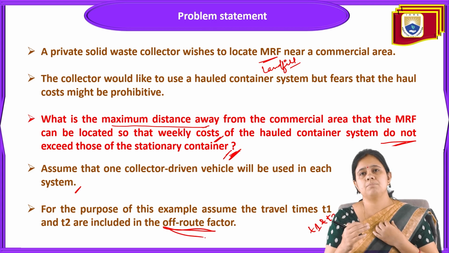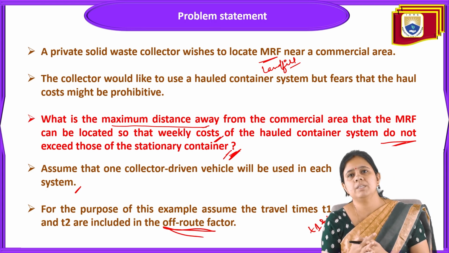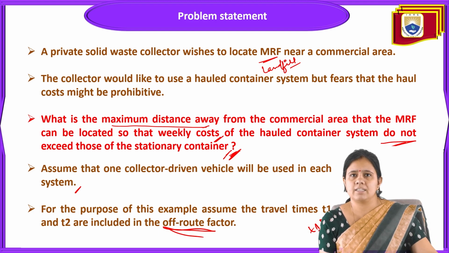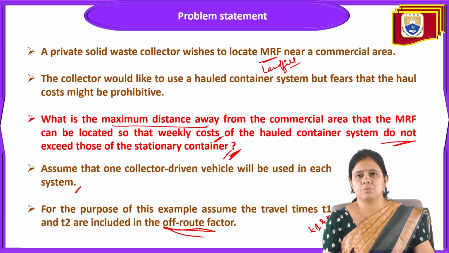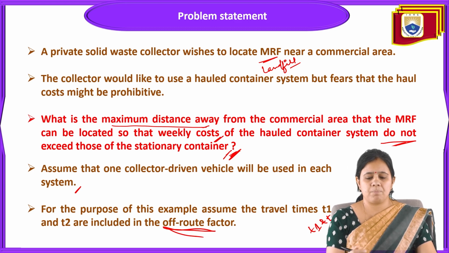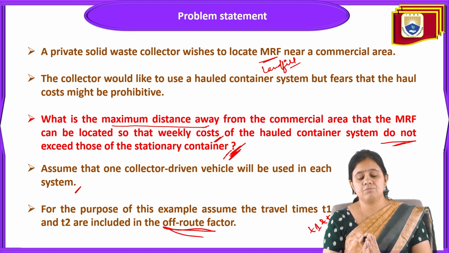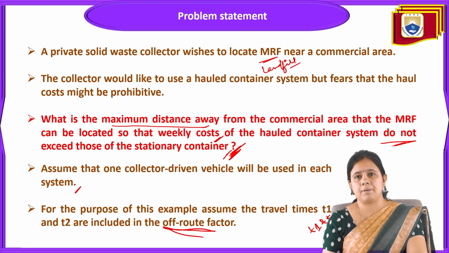So in this problem we have to calculate the maximum distance away from the commercial area that the MRF can be located, so that the weekly cost of the Haul Container System does not exceed that of the stationary container system. For this, we assume one collector driven vehicle will be used in each system, only one vehicle, and for the purpose of this example, we assume that the travel times T1 and T2 are included in the off-route factor.